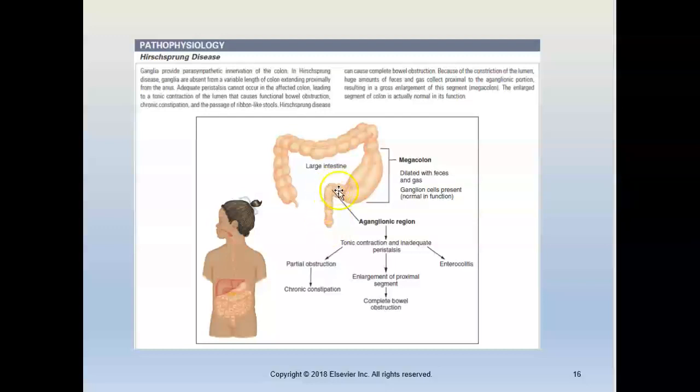Where this area is tight and not letting stool pass, and doesn't have peristalsis for the stool to go by, the bowel behind it is dilated with feces and gas. Here's where the term megacolon comes from. The ganglion cells are present here and normal in function, but then here we have that tonic contraction and inadequate peristalsis.